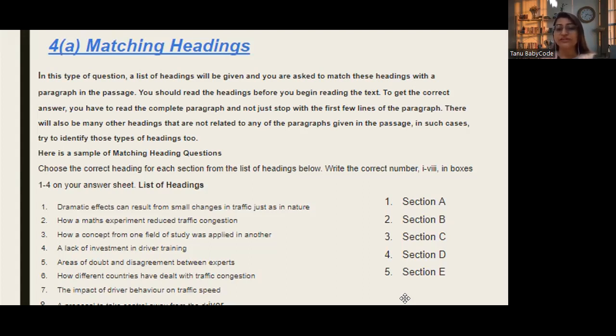You should read the headings before you read the text. To get the correct answer, you have to read the complete paragraph, not just stop after the first few lines. The first few lines will only give you an idea, but to get the correct heading, you have to read the paragraph. There will also be many other headings that are not related to any paragraph. In such a case, try to identify those types of headings too, right? Have a look at the question on my screen. Look very carefully at how a list of headings looks.